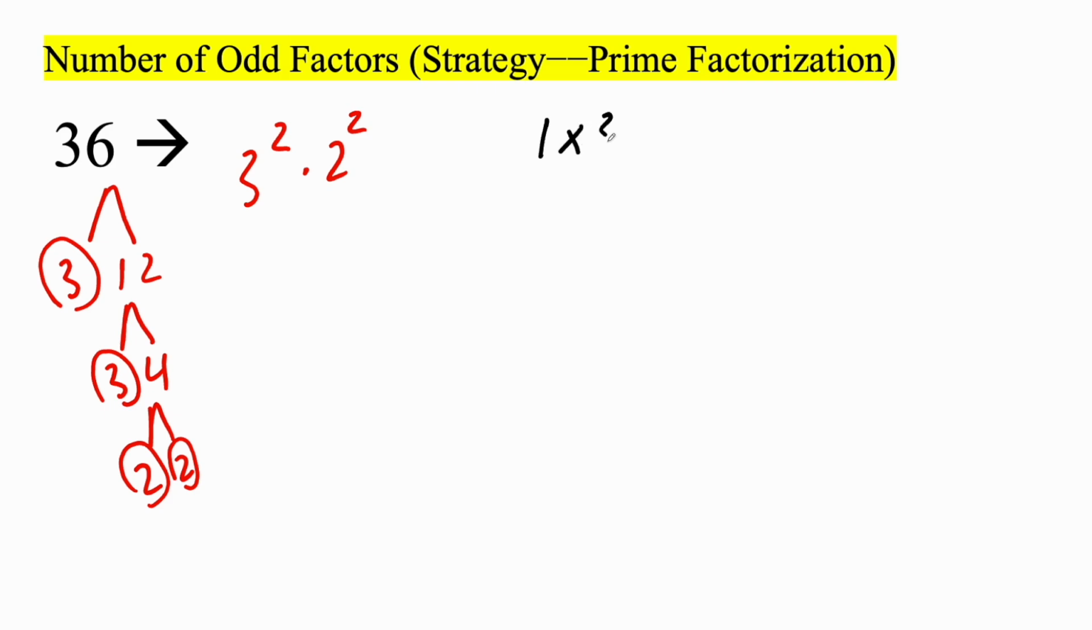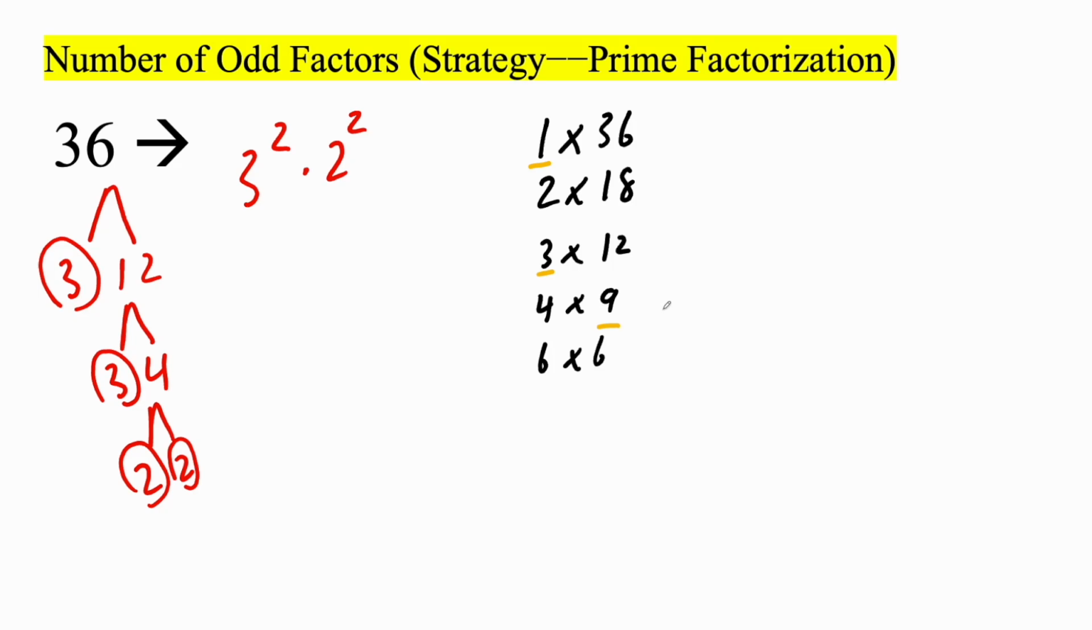Likewise, for this first problem, let's list out all the ways to get 36. Like 1 times 36, 2 times 18, 3 times 12, and then we have 4 times 9, and then 6 times 6. Now this way of doing it is fine, but it's going to be very tedious. So if you do it this way, the number of odd factors, that's 1, 2, and 3. We get 3. So the answer is 3.